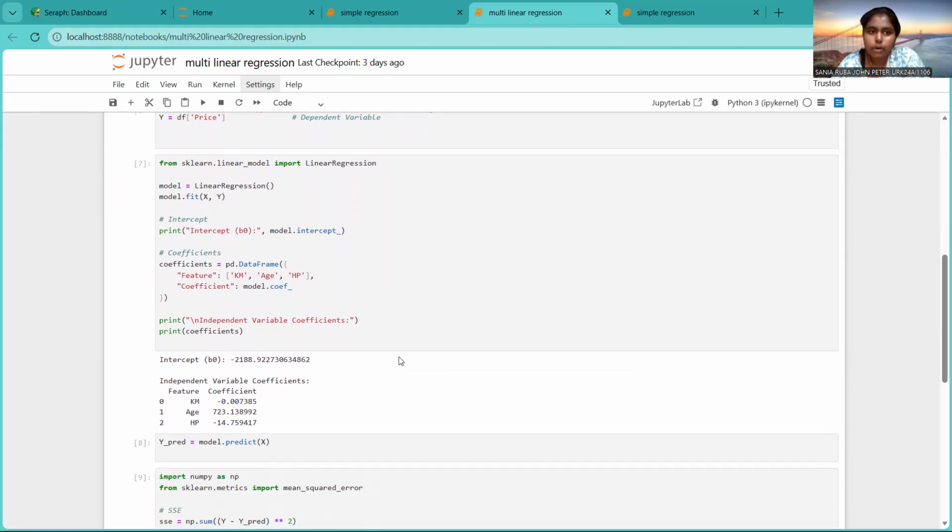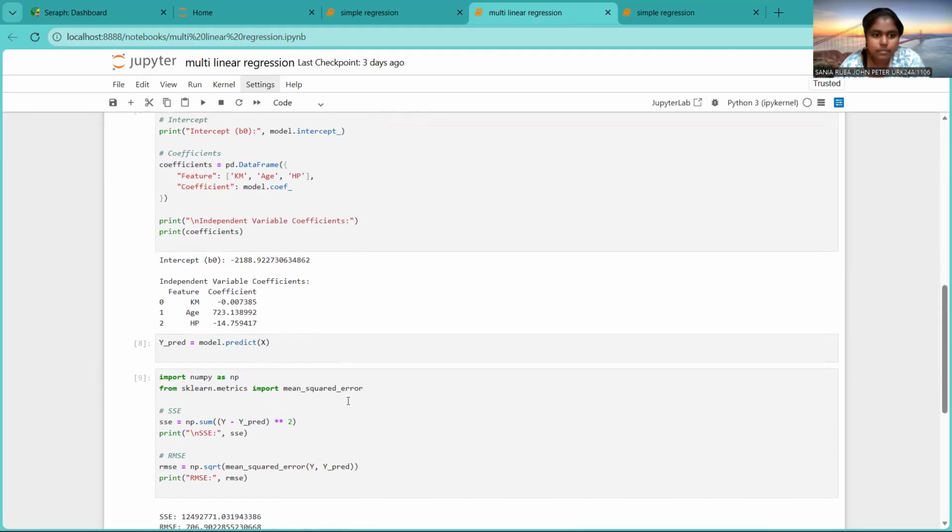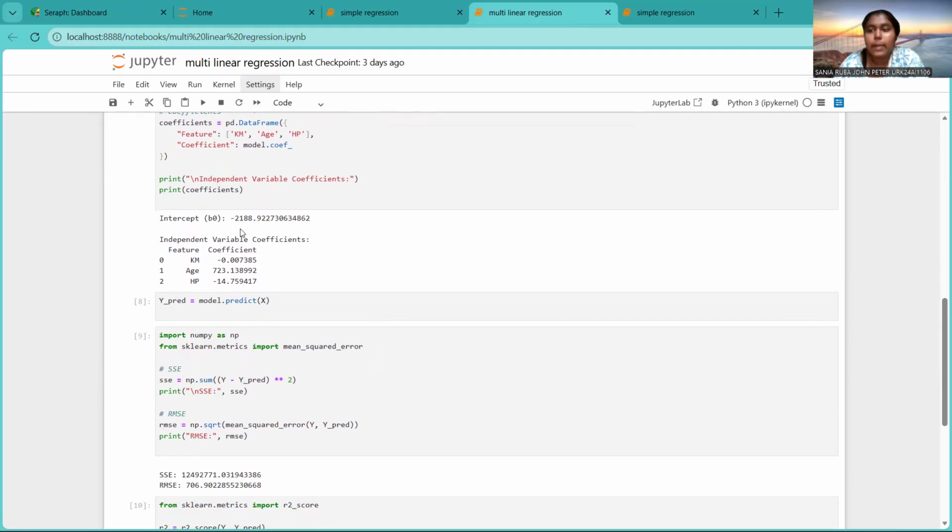From sklearn.linear_model, I'm importing LinearRegression. I'm going to find the intercept and coefficients. B0 here is the intercept, and B1, B2, B3 are the coefficients. Each coefficient shows how much the price changes when that factor increases by 1 unit, keeping other variables constant. Here I got the intercept and the coefficients for each independent variable.